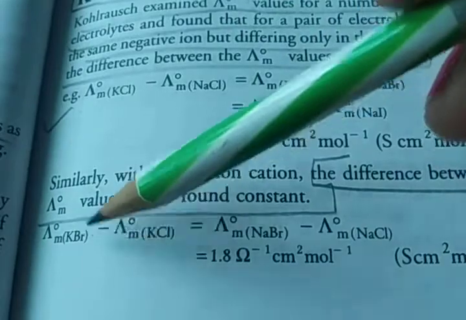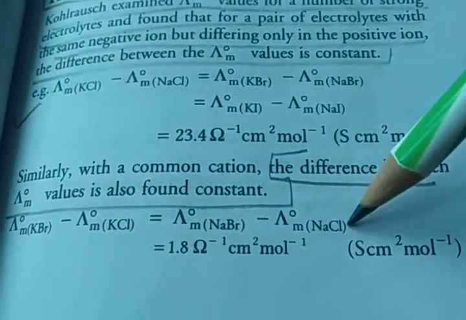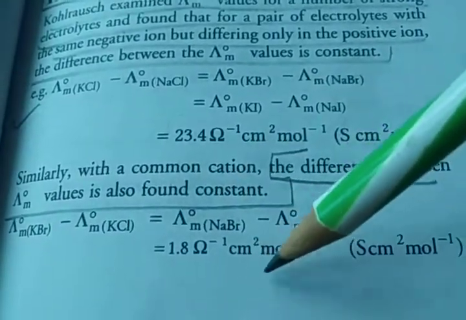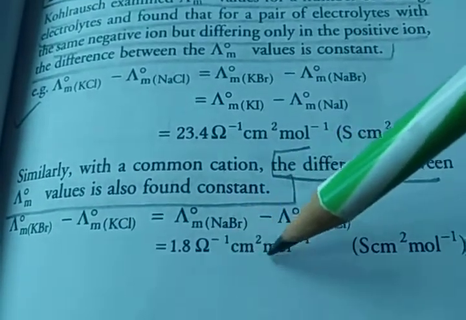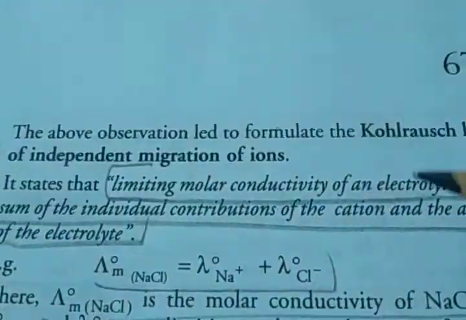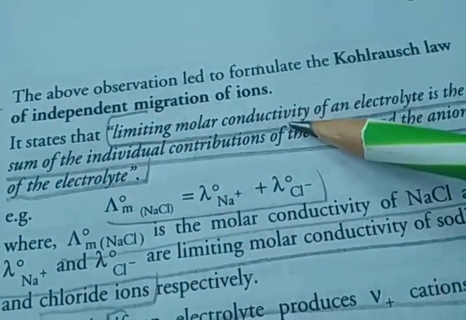Here you see KBr and KCl. So cation same and anion different. NaBr, NaCl, cation same, anion different. So here the constant found is 1.8 ohm inverse centimeter square mole inverse. Okay, so that is what is meant by Kohlrausch law of independent migration of ions.